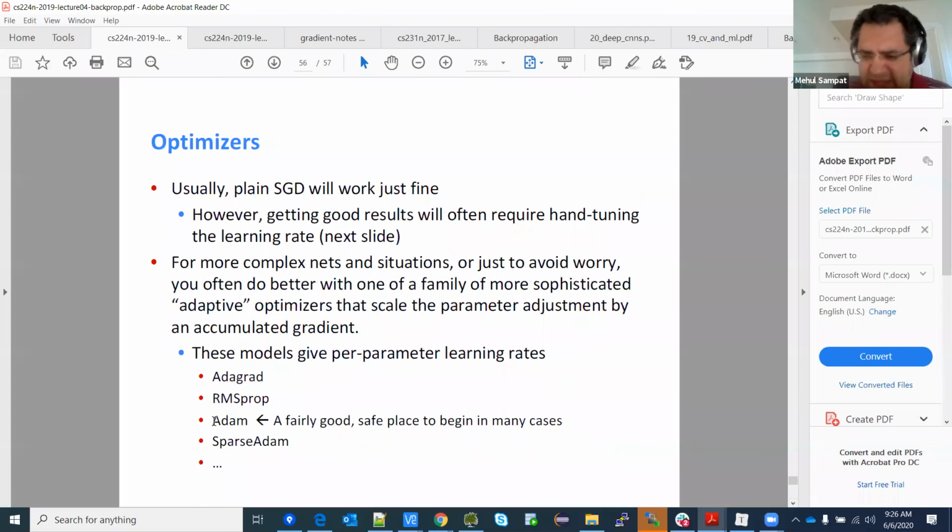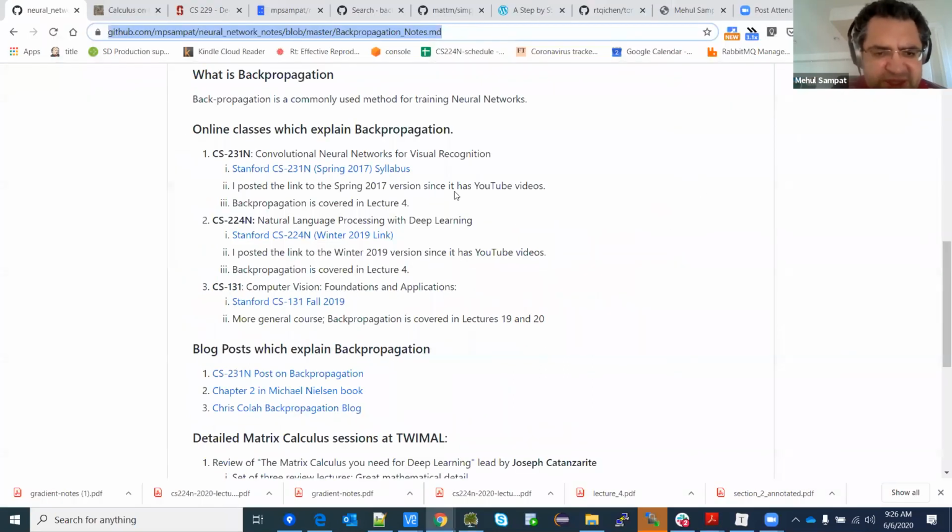Okay. So I have a few more minutes. I want to share a few resources I found really helpful. Of course, the 231N slides are awesome. They have a TA section on backpropagation, which is great too.